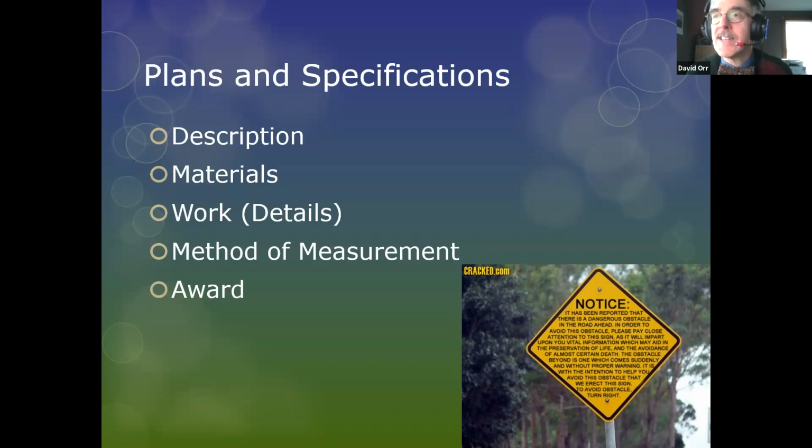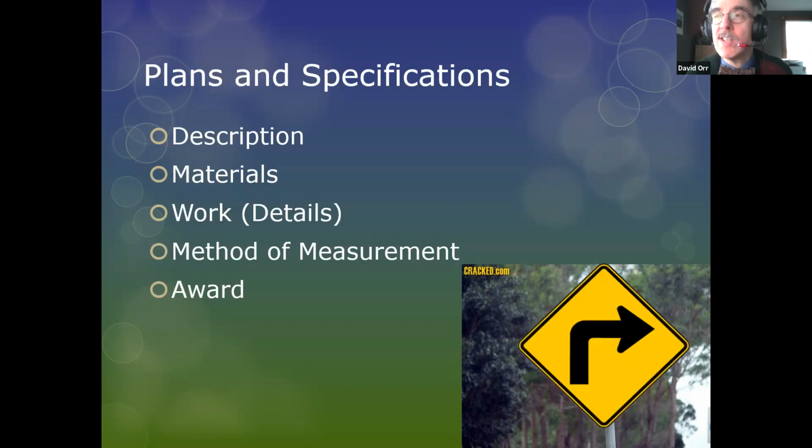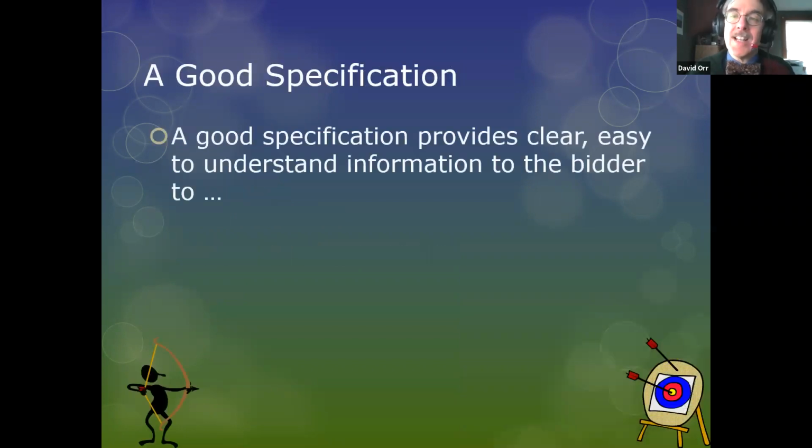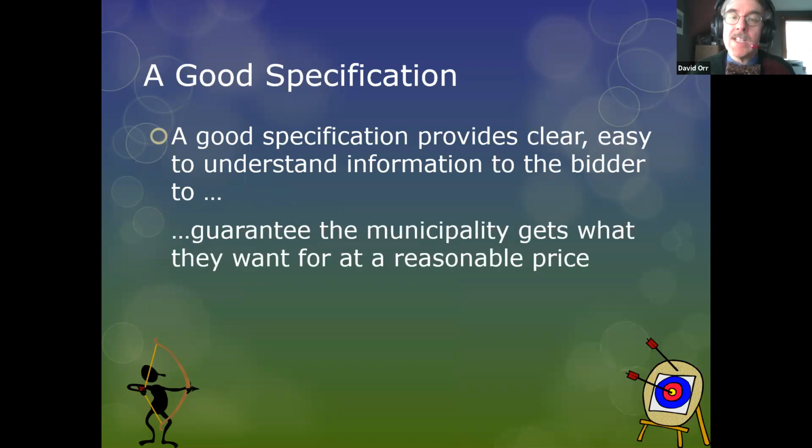I've seen specs like that. If you want a cat, ask for a cat. If you want to tell people there's a turn ahead, say there's a turn ahead. Most specs are overly written. A good specification, remember, provides clear, easy to understand information to the bidder to guarantee the municipality gets what they want at a reasonable price. If you do a good job with a good spec, that actually happens.